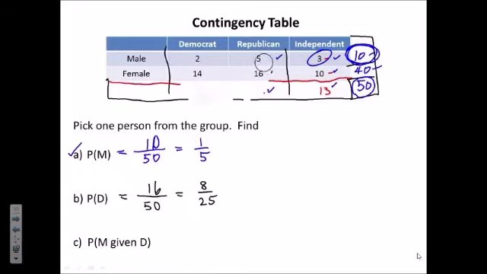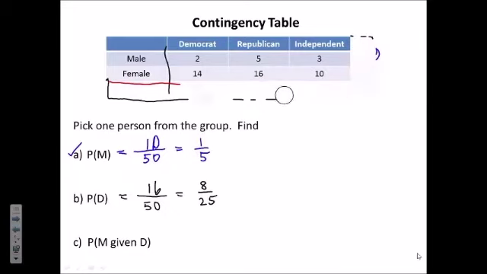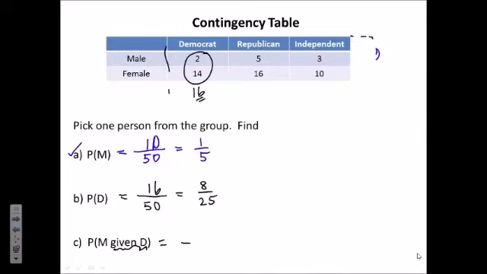And finally, what's the probability of picking a male given a Democrat is picked? Well, here you start with the given. Given, you're only talking about Democrats. You're only talking about these people. You're only talking about 16 people. So we're choosing from 16 people. And what's the probability of picking a male? Well, of those 16, only 2 are male. So this would be 2 out of 16, or 1/8.